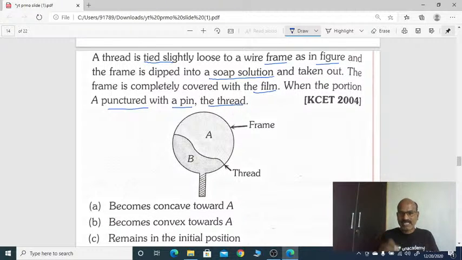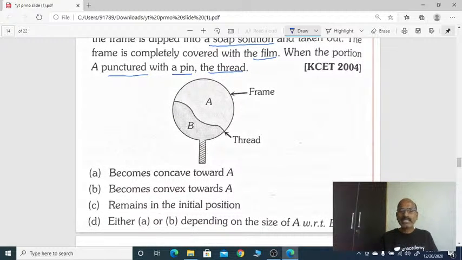If portion A is punctured, then this thread will move, becoming concave towards A and convex towards B. Concave, right, convex, right, and it remains in the initial position, either A or B, depending upon the size of A with respect to B. So here the correct answer is the film.